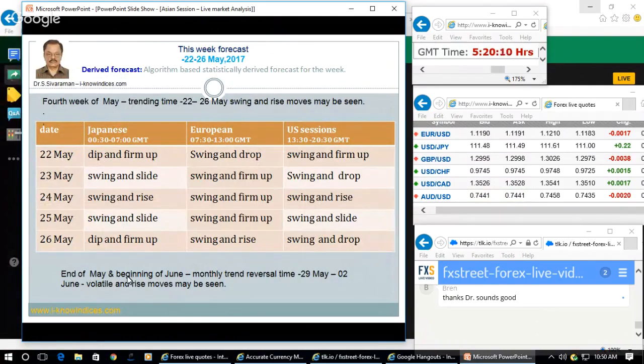They are expected to make either way moves during the 4th week of May. Next week is the end of May and beginning of June, so you know that is the monthly trend reversal time. During the monthly trend reversal time, they are expected to make a very volatile move. This time it is going to be only 5 days of monthly trend reversal. So they will make extended stops quickly during this time frame. So be careful during that time. Don't get stuck with an unfavorable position, then they may attract a margin call for that.